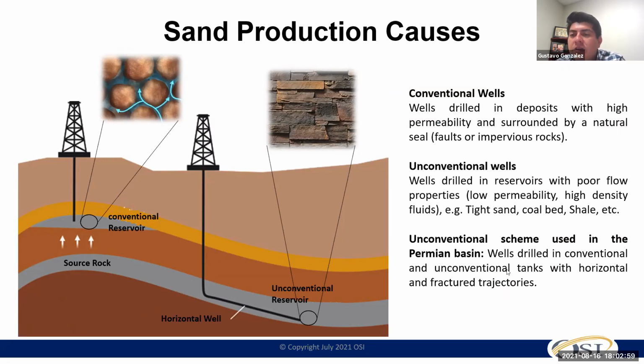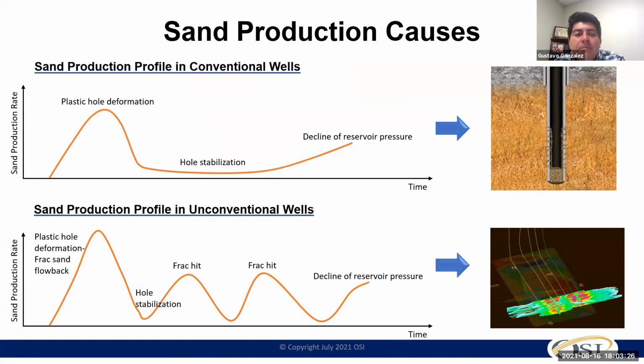So again, conventional wells are wells drilled in deposits with high permeability, and unconventional wells are in reservoirs with poor flow properties, low permeability, and high density fluid. In those cases, that's where we use frac sand to stimulate that area, creating those mini fractures internally and opening that porosity so we're able to lift more fluid. So this is a view that we like to show on conventional versus unconventional wells, and how the sand behaves when we're lifting the sand.